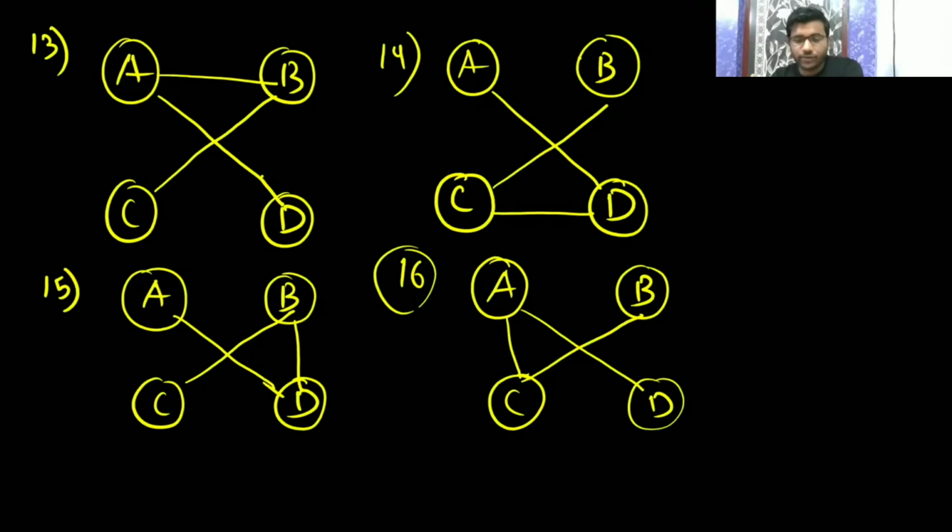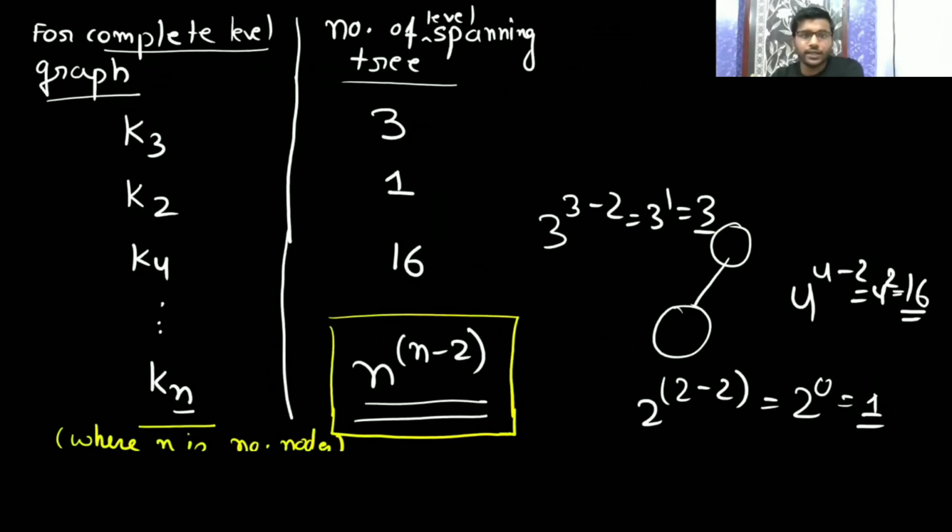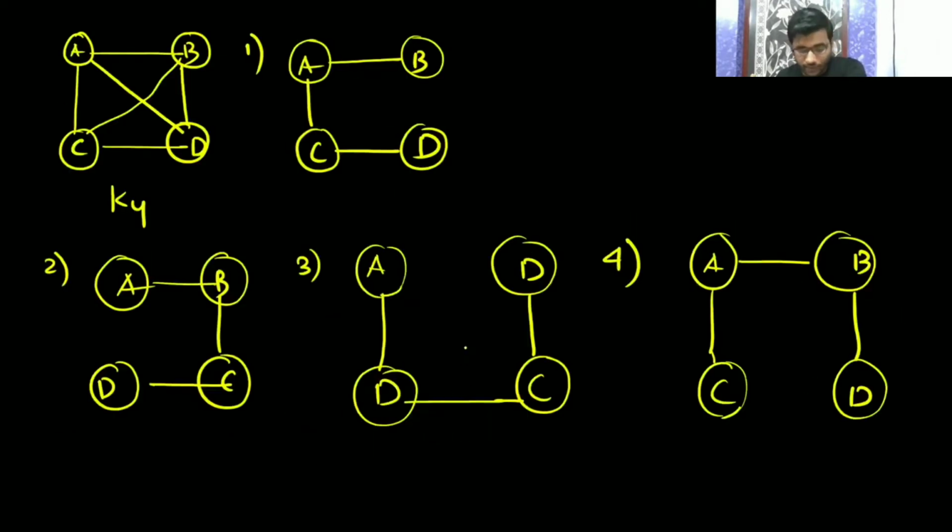So that's why we have a formula that if you have n nodes, you will get n to the power n minus 2 spanning trees. This is when you have a complete graph. Now for a graph that is not complete, finding the number of spanning trees.